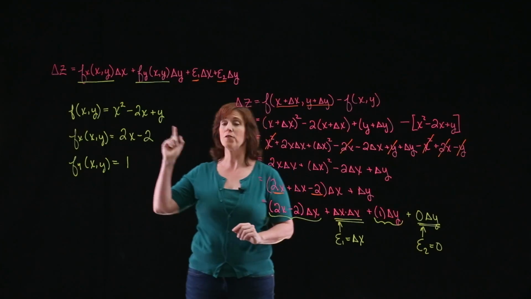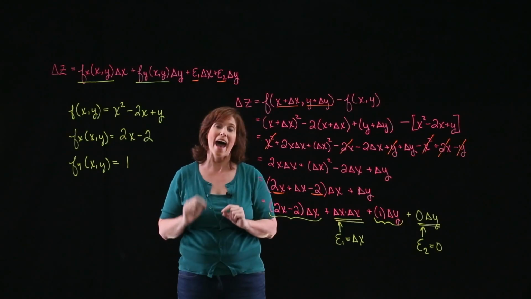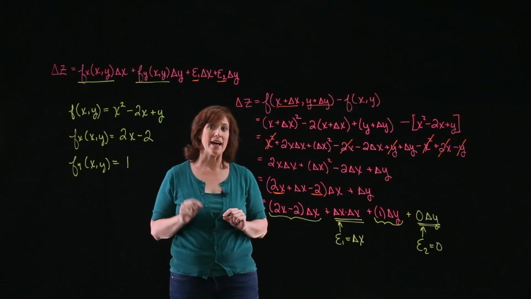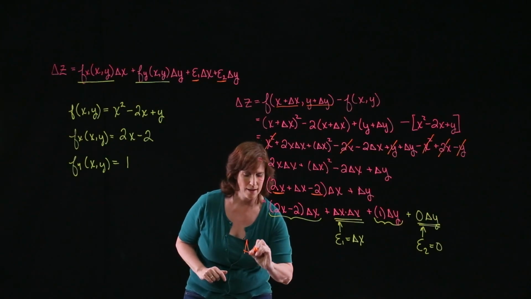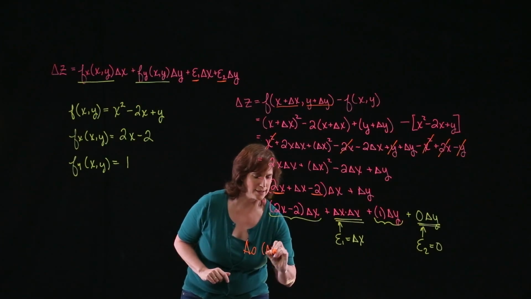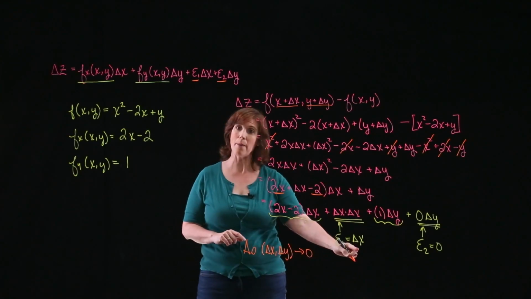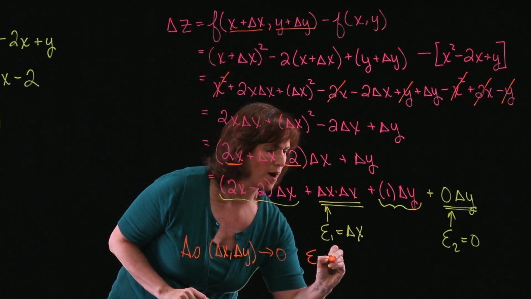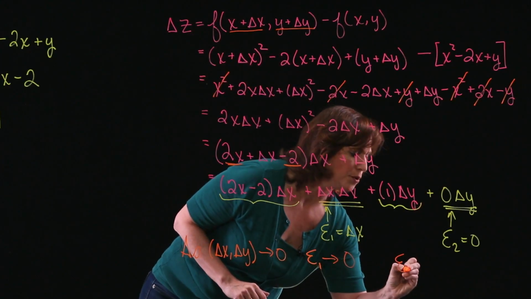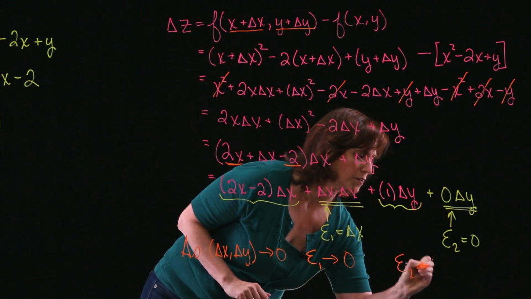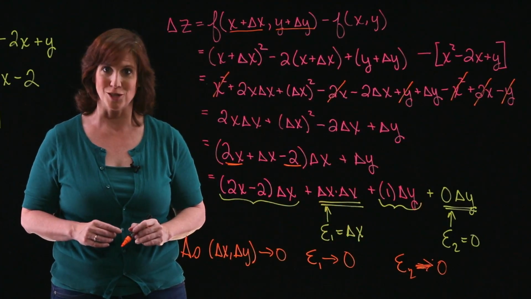Okay, now, in order for the function to be differentiable, I have to be able to write it in this form, and these two errors have to approach 0 as delta x, delta y approach 0, 0. Well, we know that as delta x, delta y approach 0, what happens to epsilon 1? Well, epsilon 1, because it's delta x, is also going to approach 0, and epsilon 2 is already 0, so it is certainly approaching 0. And that tells me that my function is differentiable.